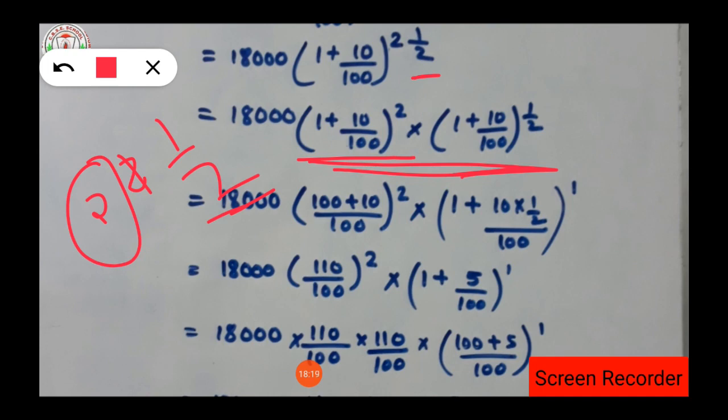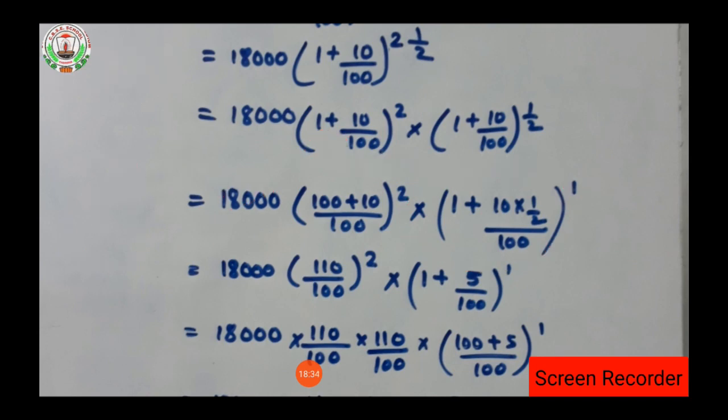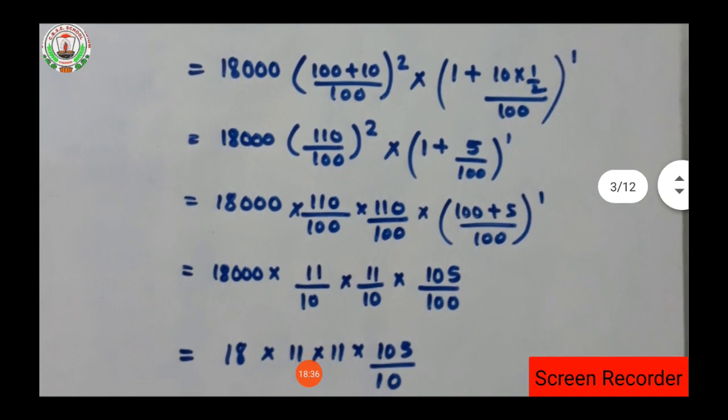After writing this, what will we do? This 100 will be cross multiplied, or we can do it by the LCM. So 100 plus 10 upon 100, whole to the power 2. Now how to solve the second part? Look at what we are going to do.